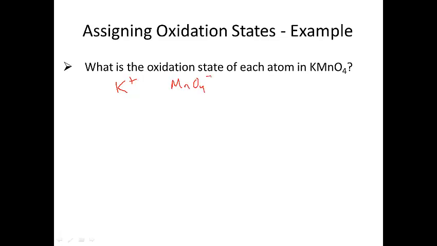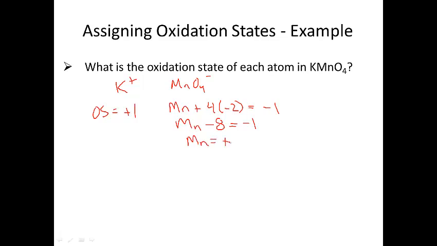All right. So we know the oxidation state of potassium is +1 because that's the charge of the ion. Now we use our other rules. The sum of this has to be -1 for the whole thing. Do we have a rule about one of those other 2 atoms, Eugene? Right, so we have Mn plus 4 times -2 equals the sum, which is -1. So Mn minus 8 equals -1. Mn equals +7.